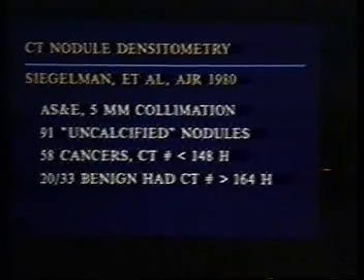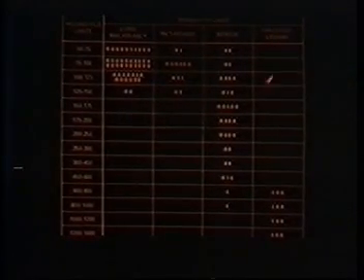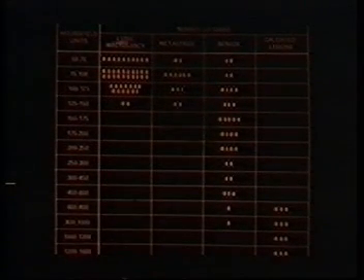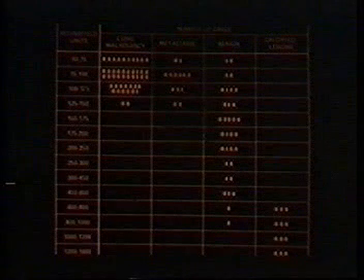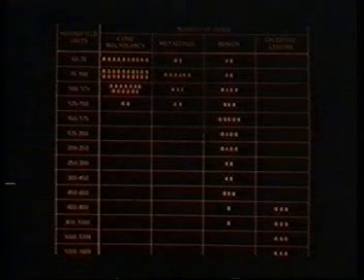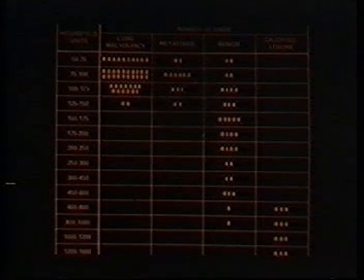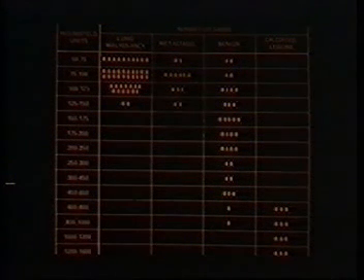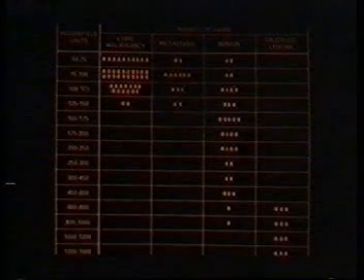And this is a table from his original paper, and you can see that of the benign lesions, there were a number that overlapped the malignant group in CT numbers, that is, having low CT numbers. There was a group here of benign nodules that had CT numbers higher than those that would be suspected from an uncalcified lesion, and that he diagnosed benign on that basis.